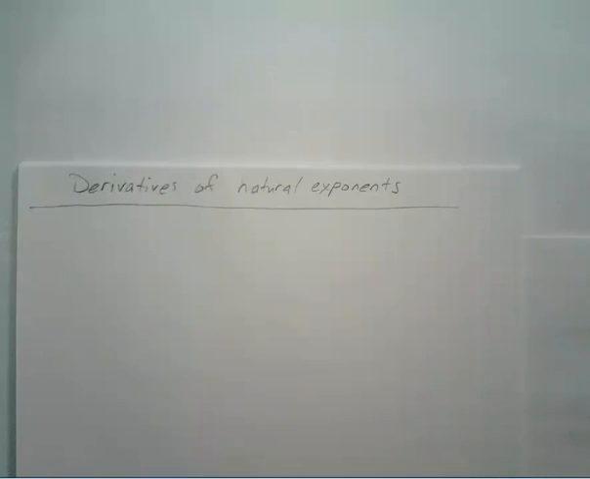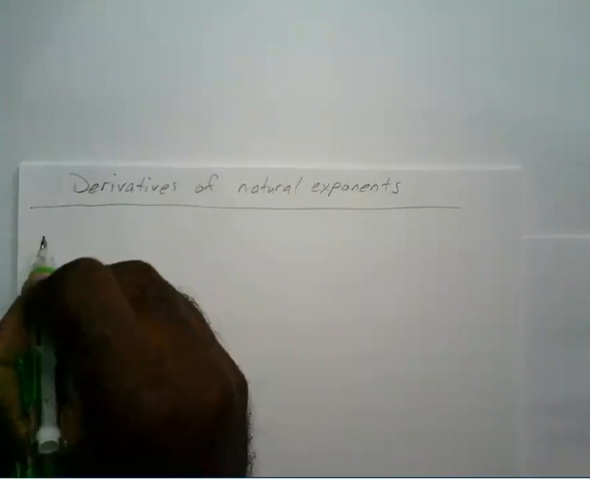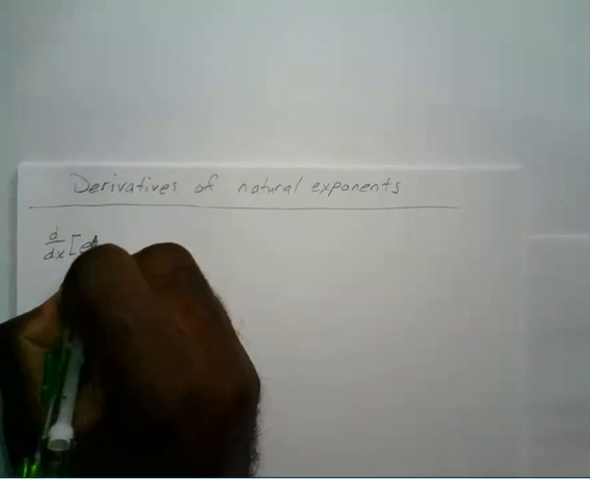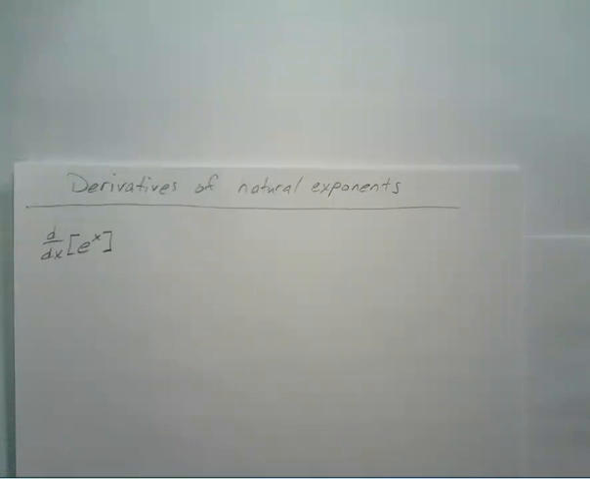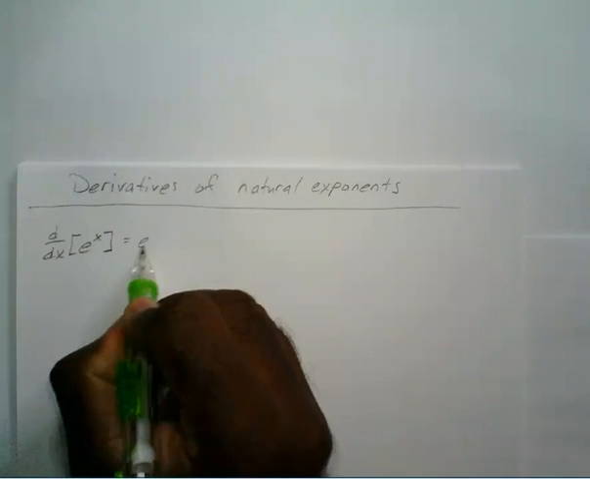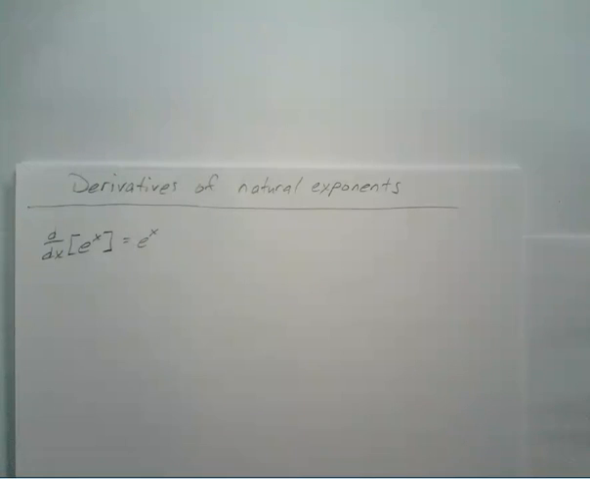Hello everyone. In this video we will be looking at derivatives of natural exponents. That means we're looking at the derivative of e to the power of x. And oddly enough, the derivative of e to the power of x is just e to the power of x.